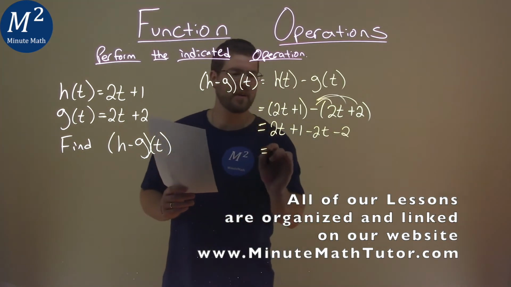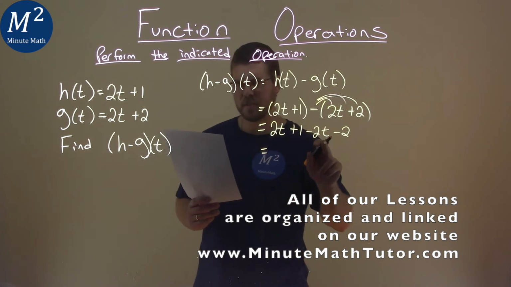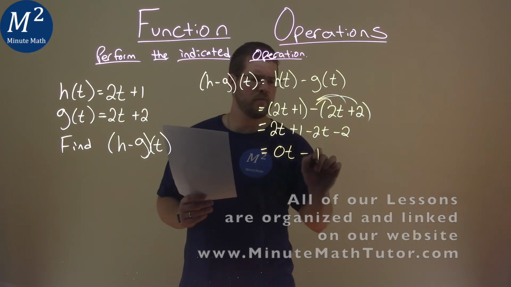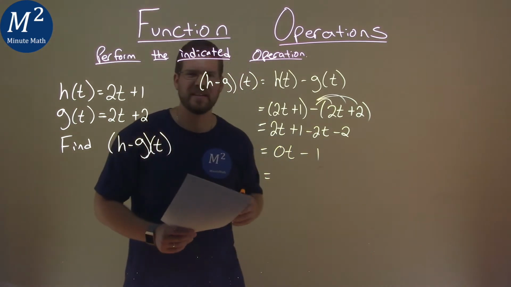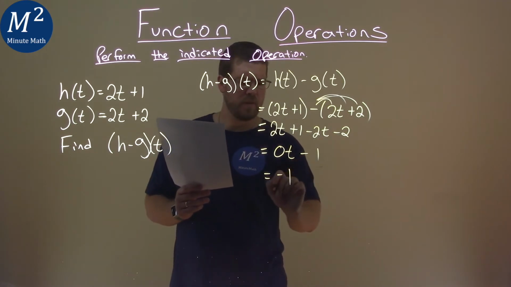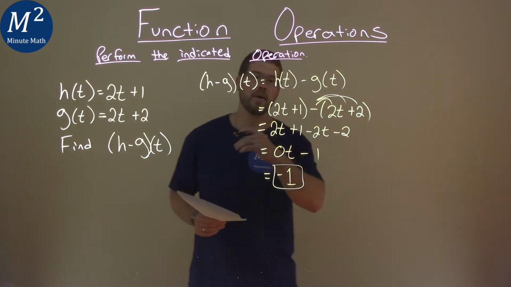So now we have to combine our like terms. 2t minus a 2t is a 0t. 1 minus 2 is a negative 1. Well, do we need to write 0 times t? No. So we just bring down the negative 1, and our final answer here is just a negative 1.